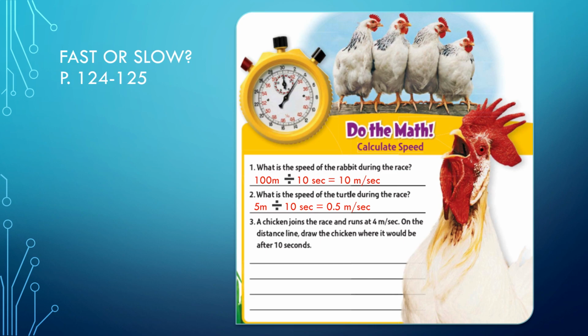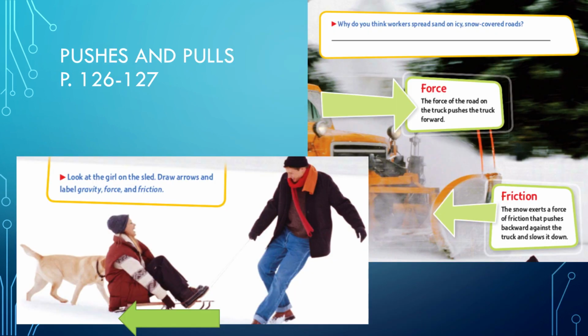Number 3, a chicken joins the race and runs at 4 meters per second. On the distance line, draw the chicken where it would be after 10 seconds. The chicken should be drawn with its beak lined up with the 40-meter mark on the distance scale between the turtle and the cat. Read pages 126 and 127. Pushes and pulls.